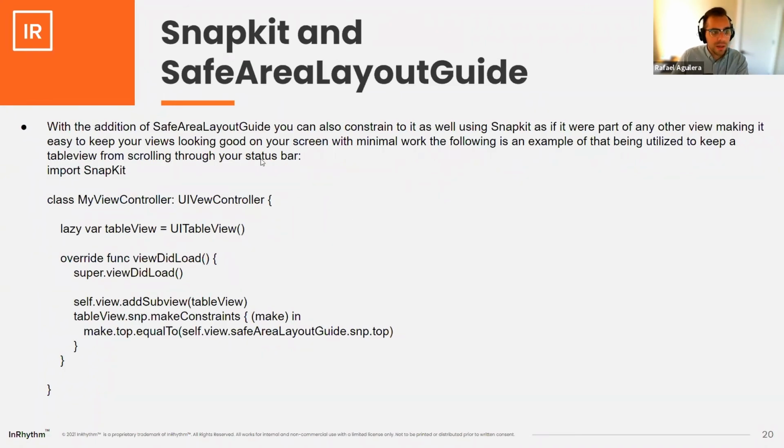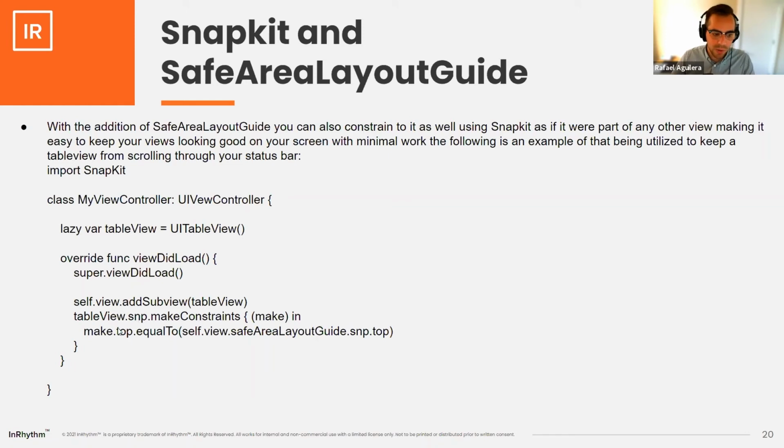With the addition of the safe area layout guide, you can also constrain to it using SnapKit, which is really cool with all these weird wonky looking devices that we have now, with the notch at the top and the swiper at the bottom and all that. They added that in iOS 11, and people were like, oh, well, how am I going to know what to constrain to for a table view or something? And so they added support for you to be able to constrain to those.